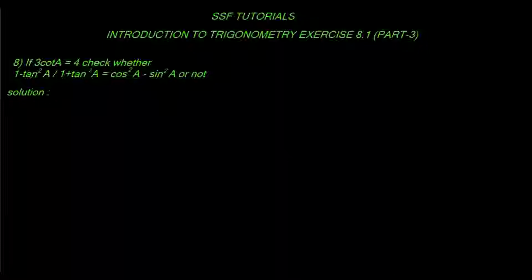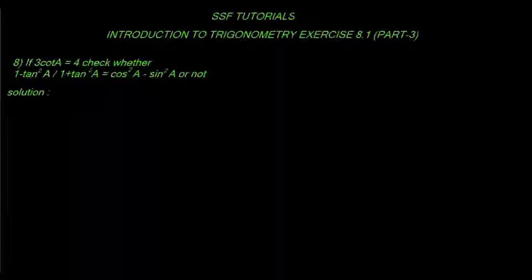So now let's start with question number 8, which states: if 3 cot A is equal to 4, check whether (1 minus tan square A) divided by (1 plus tan square A) is equal to cos square A minus sin square A or not. So for this question we have to prove whether (1 minus tan square A) divided by (1 plus tan square A) is equal to cos square A minus sin square A.